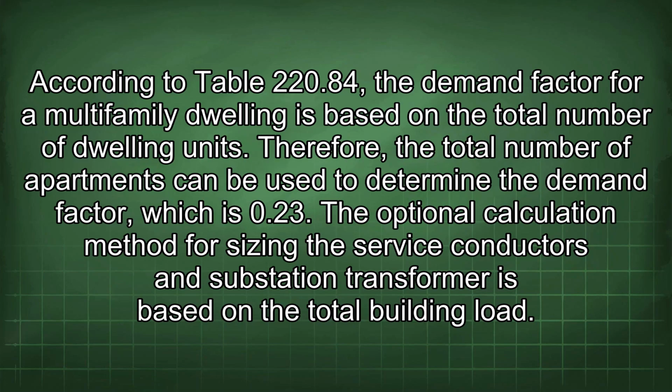According to Table 220.84, the demand factor for a multifamily dwelling is based on the total number of dwelling units. Therefore, the total number of apartments can be used to determine the demand factor, which is 0.23. The optional calculation method for sizing the service conductors and substation transformer is based on the total building load.